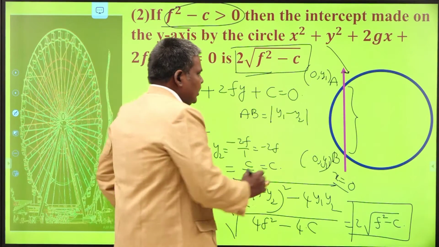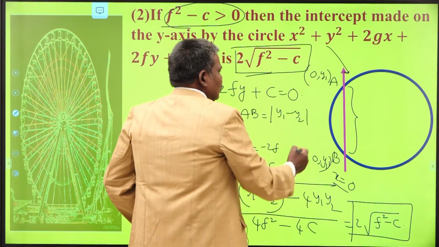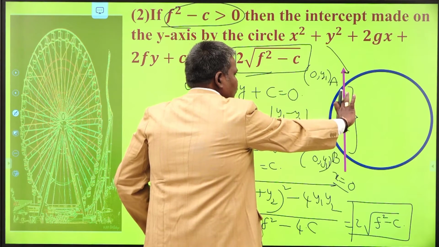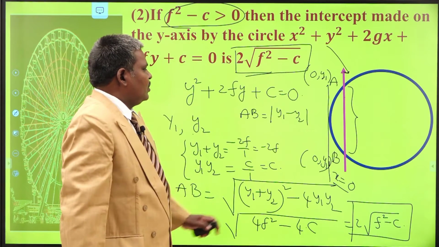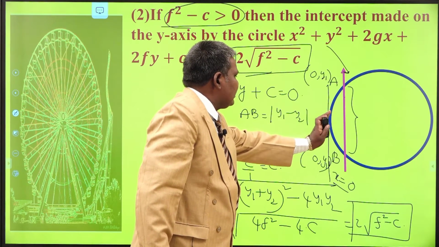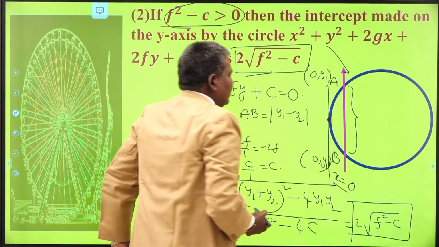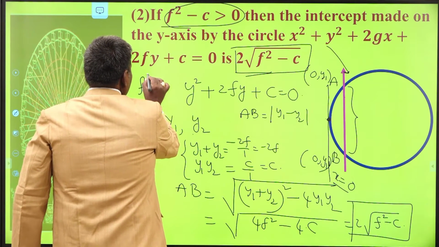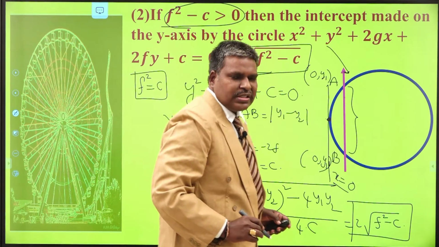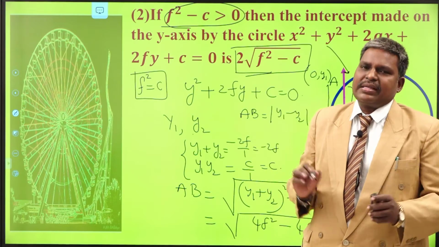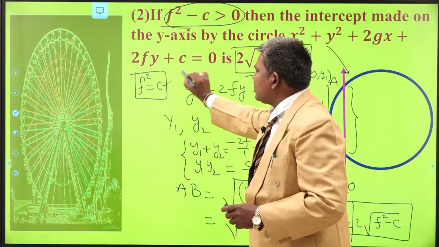My dear students, if this length is 0, then the length of the chord is 0, and the line becomes tangent to the circle. I mean, if you slide this line in this manner, your line is moving in this manner. If it touches the circle at this point, then the length of the chord becomes 0. At that time, what is the condition? f square is equal to c. When f square is equal to c, we say that the circle touches the y-axis. So the line becomes tangent. The condition is f square equals c.